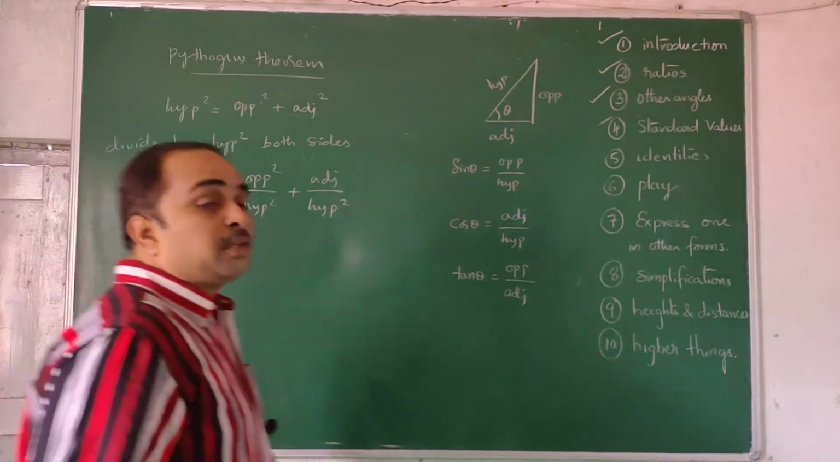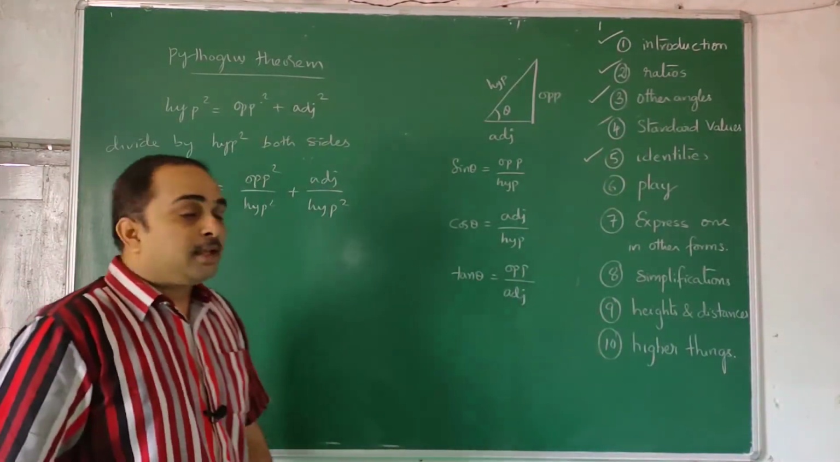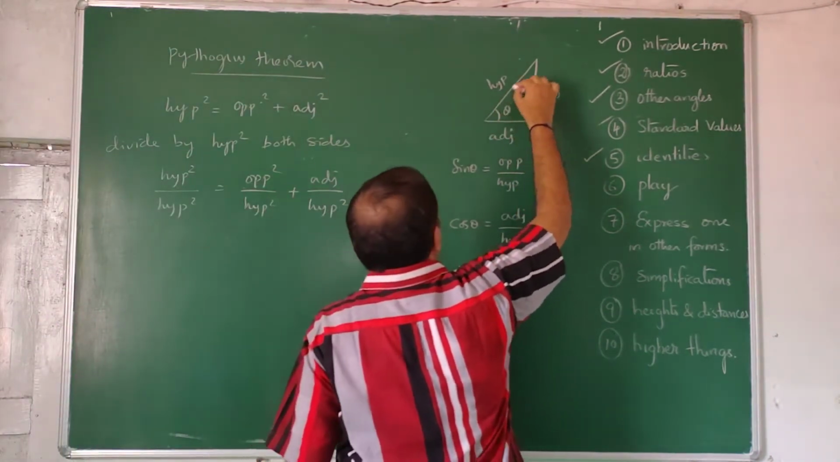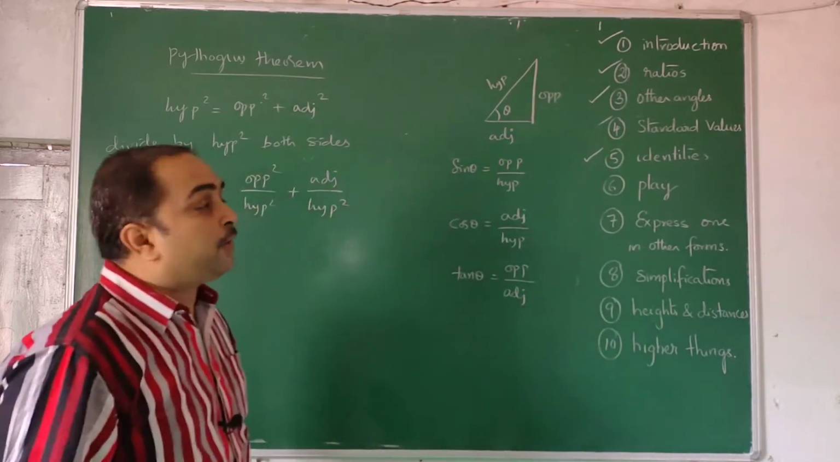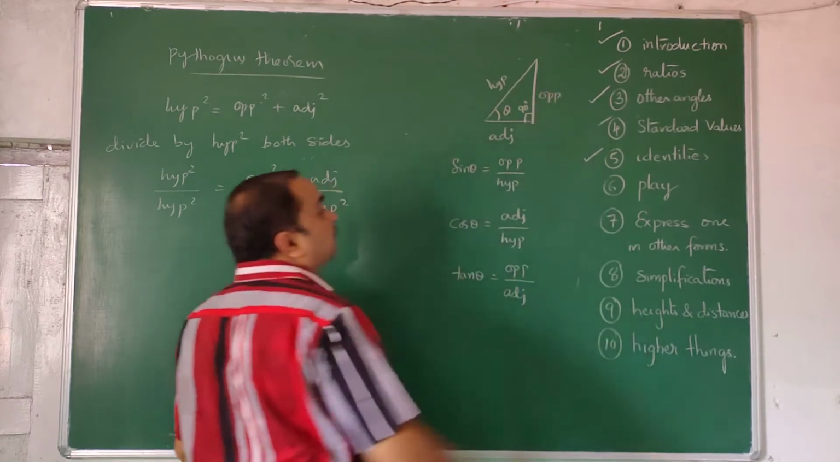Yes students, once standard values are over, now we are coming to the fifth part, that is identities. In these identities, we have a very famous theorem called Pythagoras theorem. If the long side square is equal to the sum of the other two squares, this should be a right angle triangle. That's undoubtedly the if condition.